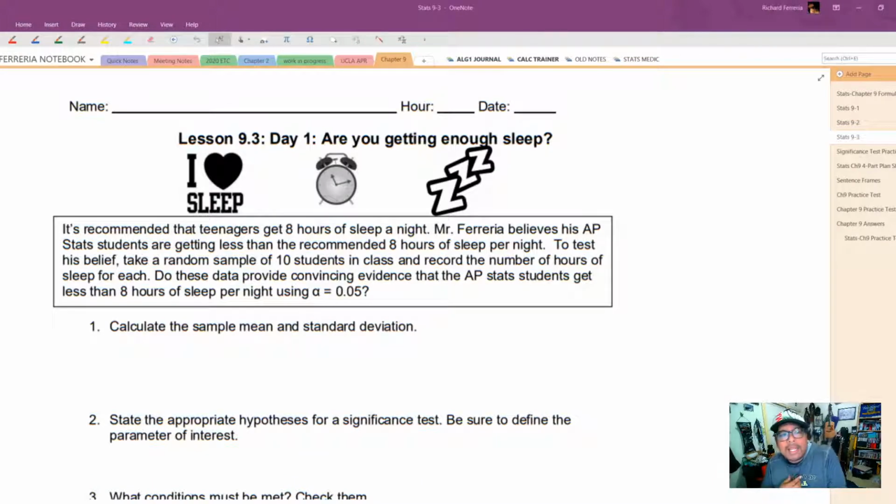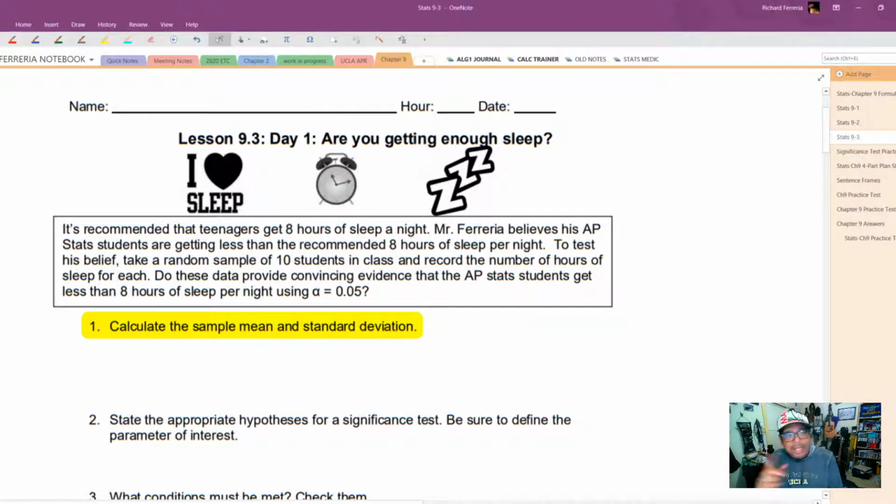Well, it's recommended that teenagers get 8 hours of sleep a night. Mr. Ferreira believes that his AP Stats students are getting less than the recommended 8 hours of sleep per night. To test his belief, take a random sample of 10 students in this class and record the number of hours of sleep in each one. Do these data provide convincing evidence that AP Stats students get less than 8 hours of sleep? Using an alpha level of 0.05.